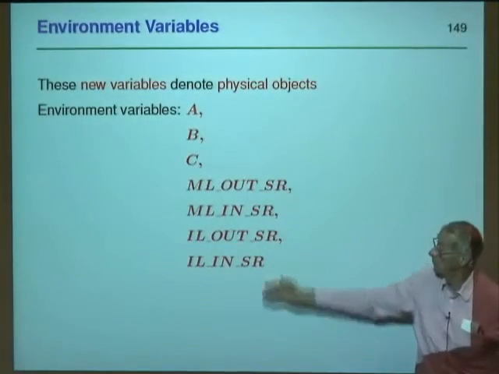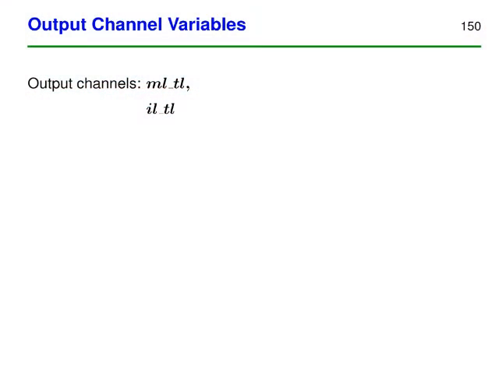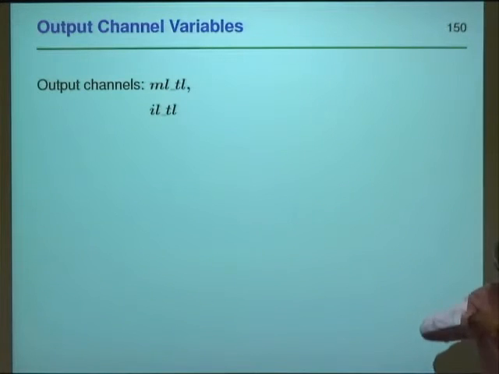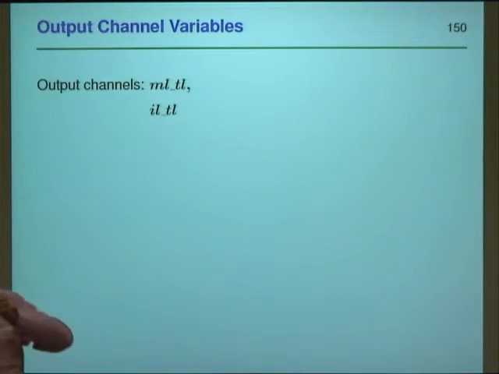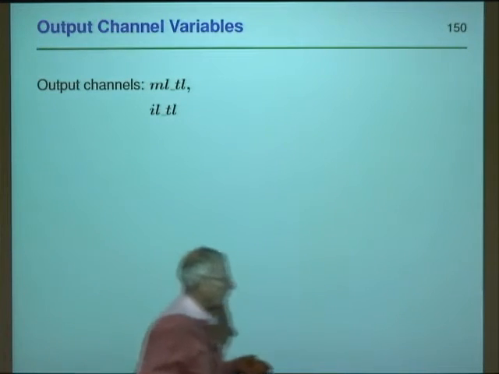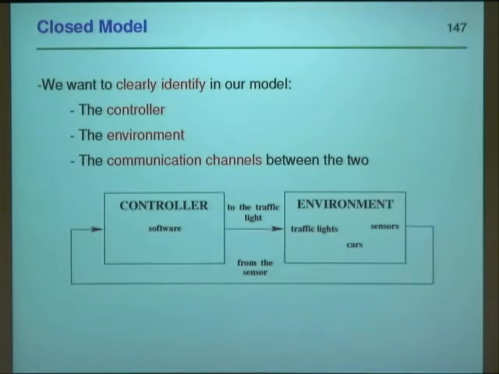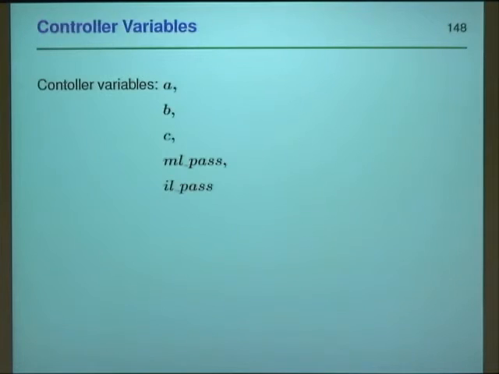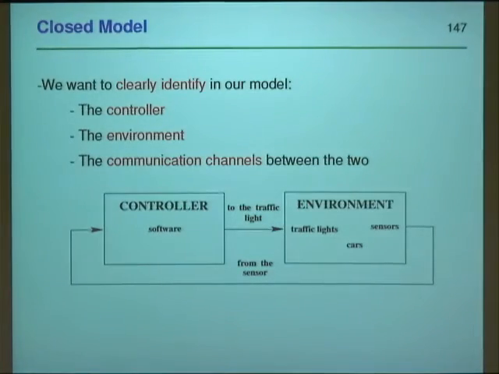And then we have the status of the various sensors, which is also some physical variable. And we have some channel variables which correspond to MLTL and ILTL, which is the connection between the computer and the two traffic lights. And here I'm still cheating a bit, because I suppose that the connection between the computer and the traffic light is instantaneous. So that's the reason why I put MLTL and ILTL here as channel variables. So now I have to introduce channel variables in this direction here. And they correspond to the information sent by the sensors to the computer.